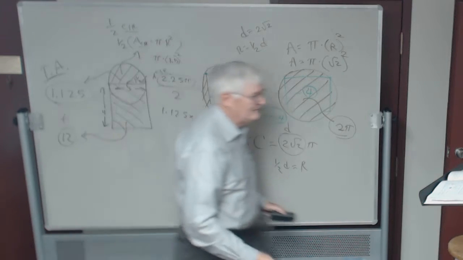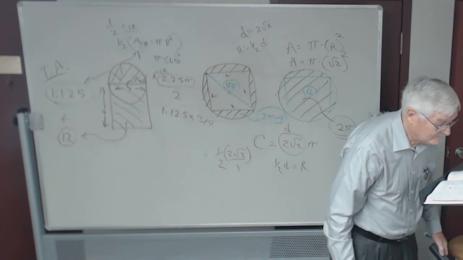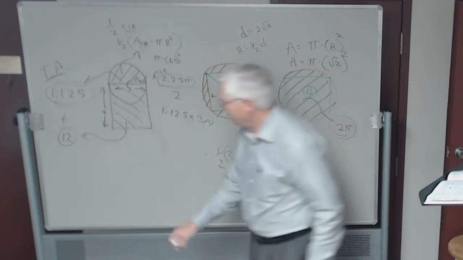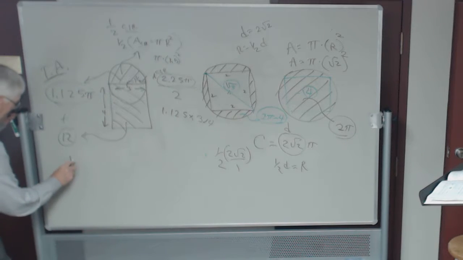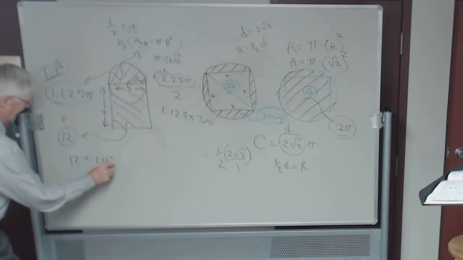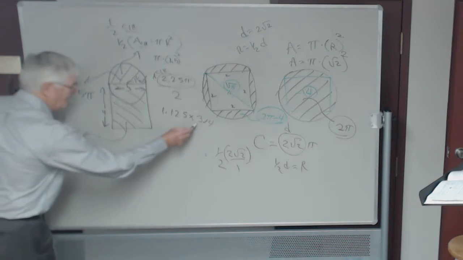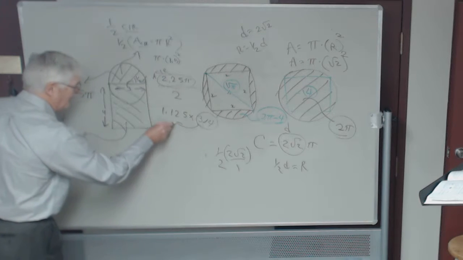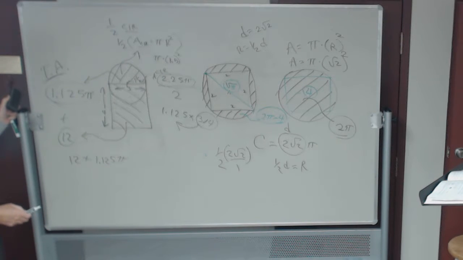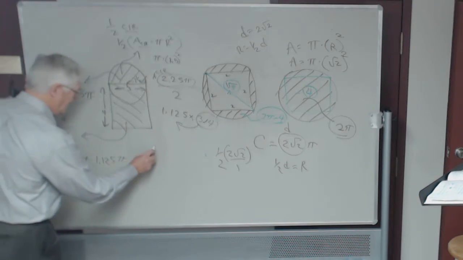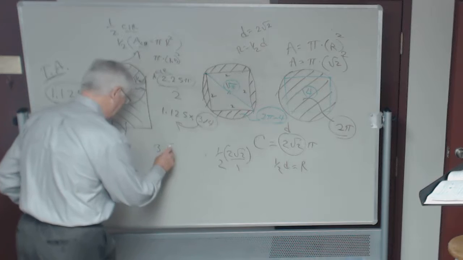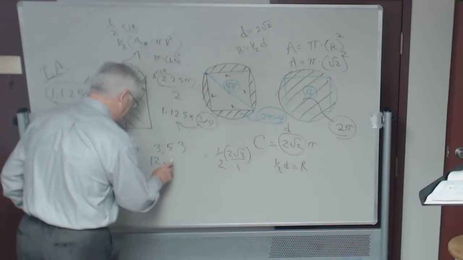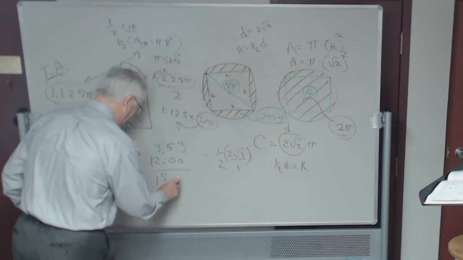Do they want me to simplify it or leave it in terms of pi? It doesn't say. Well, if we leave it in terms of pi, that would be 12 plus 1.125 pi. If we took 3.14 for pi and took that times 1.125, what'd you get? 3.53. And then we add 12 to that, and that gives us 15.53.